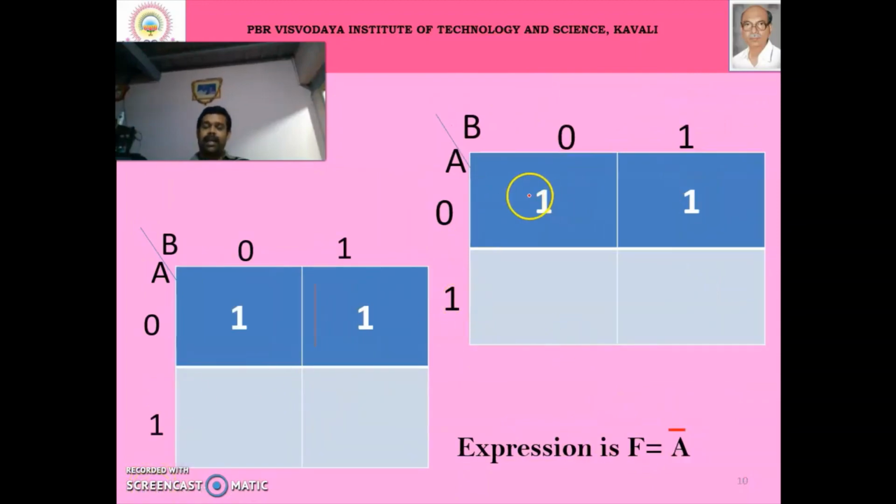Now, the next one is you can have two ones like this. If you have two ones like this, these two are adjacent ones. You can group like this. For this grouping, we have considered only one row and two columns. In these two columns, the value of B is changing. Here it is 0 and here it is 1. So no need to consider the variable B. We have only one row, and in that row the value is 0 and the variable is A. So since it is 0, it is A bar.